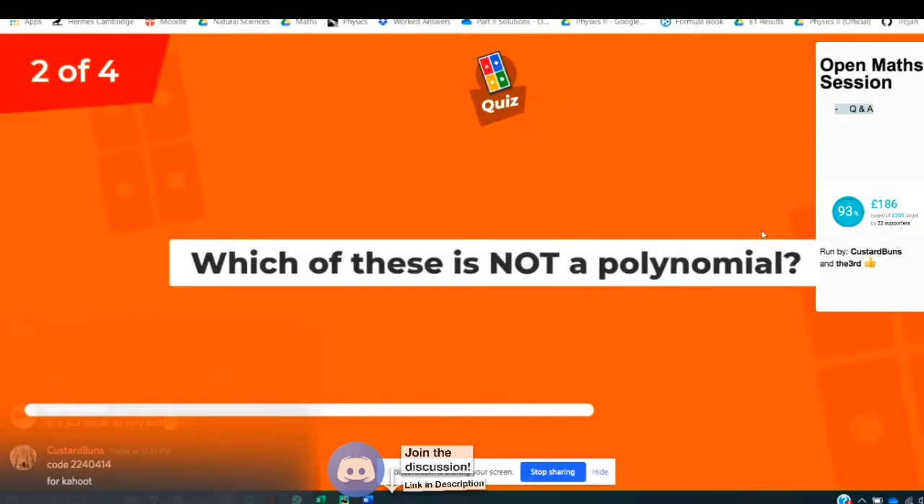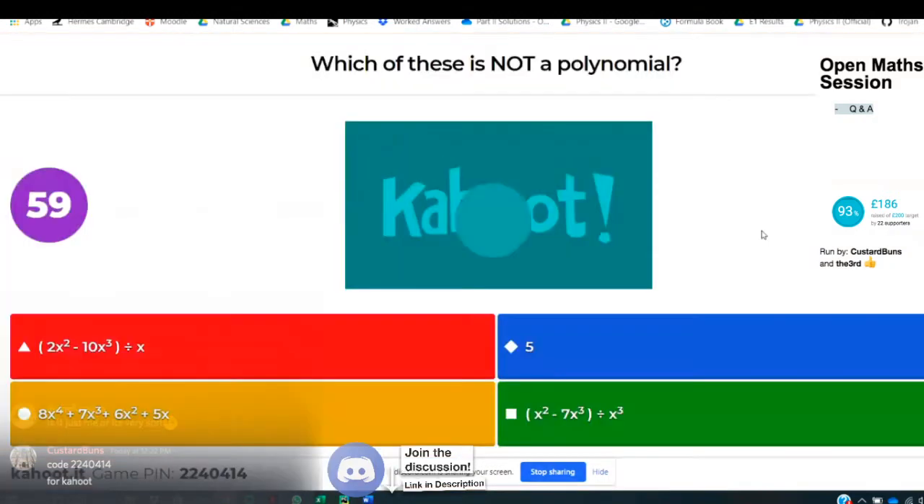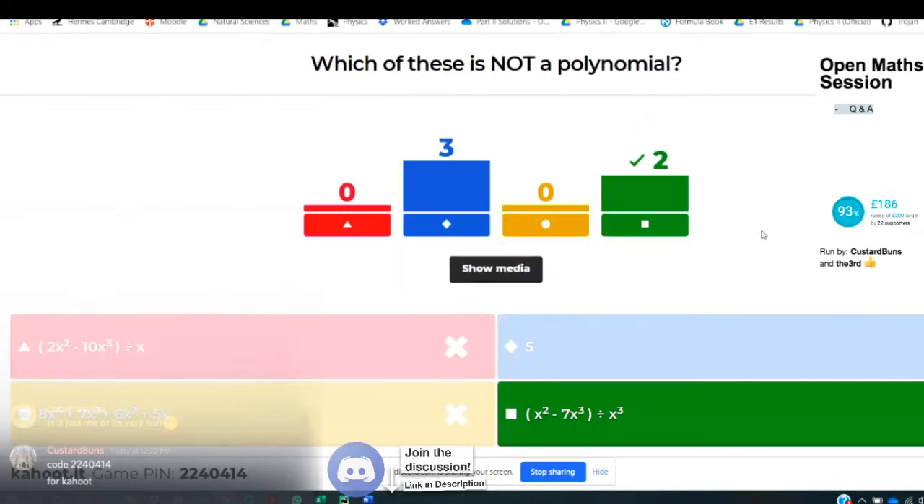Second question, which of these is not a polynomial? Think of this carefully. So I'm glad we caught out some people. So I'll go over why the other 3 answers are indeed polynomials.